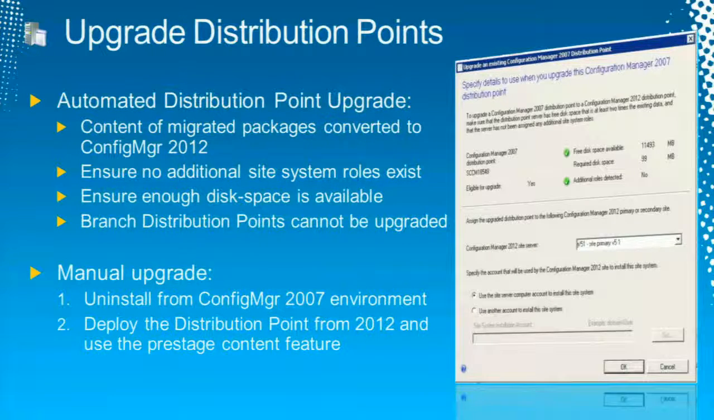The manual upgrade process is not really an upgrade process. You basically manually uninstall all your 2007 stuff, and then you add it as a DP in 2012, and you put content out there, either through the console and distribute it over the wire, or you can do the pre-stage content stuff that we support in 2012, which I never got around to showing you in the presentation yesterday, but we do have that support for standard DPs now.